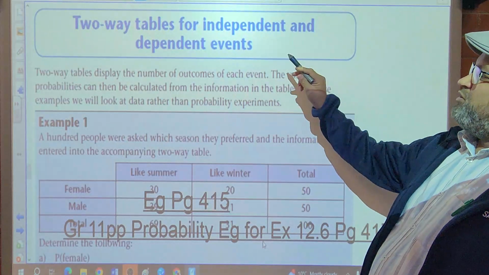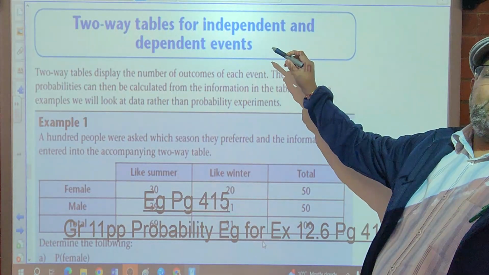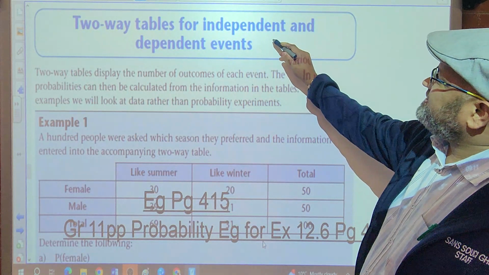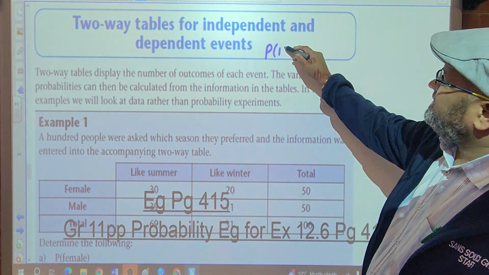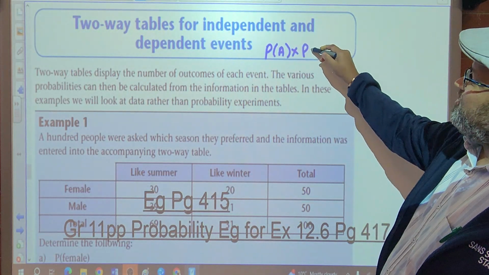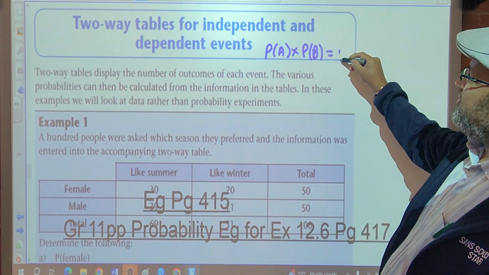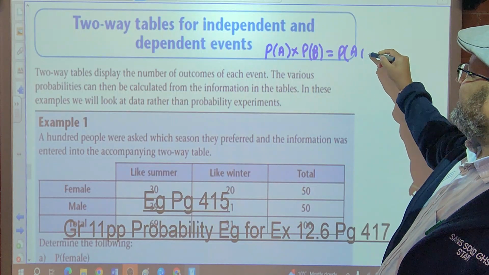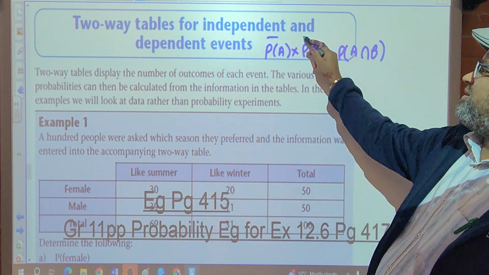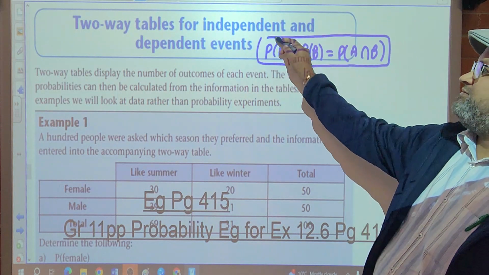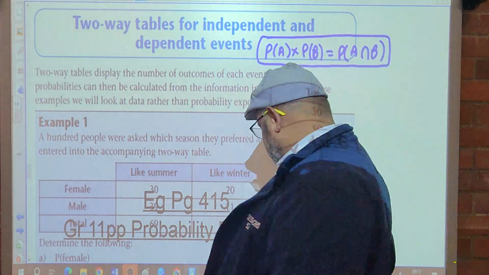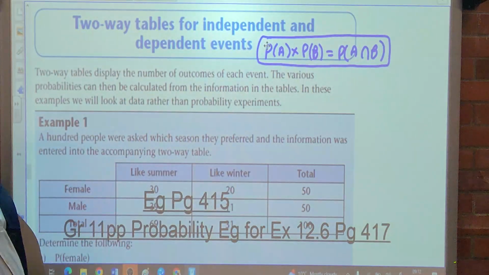Okay. Importantly, at this point, we worked on a formula for independent events: the probability of A times the probability of B is equal to the probability of A and B. Okay, we spoke about that extensively, I think in the previous video, the lesson before that.